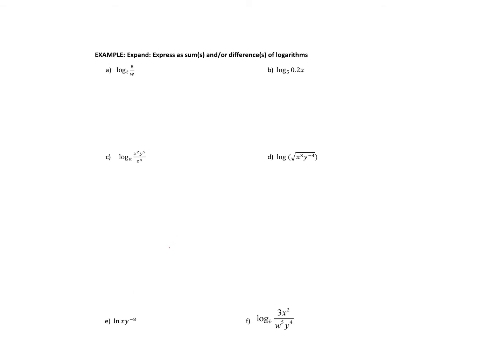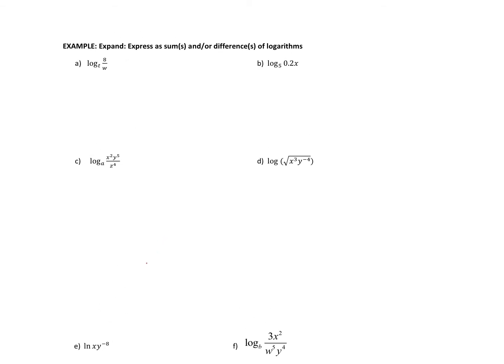All right, let's take some more examples, and we want to express these as sums or differences. So we know that if I have the log of a quotient, it's the log base t of 8 minus the log base t of w. This here is a product. So we have log base 5 of 0.2 plus log base 5 of x.